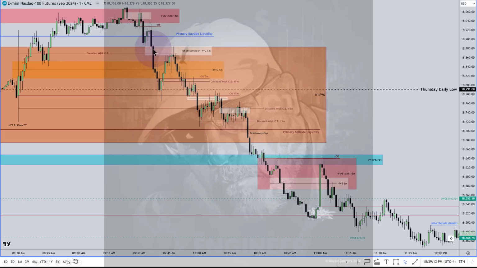Then it breaks into that weekly inversion fair value gap here. Trades up to the high of the inversion fair value gap, and then trades back to, again, what's this?